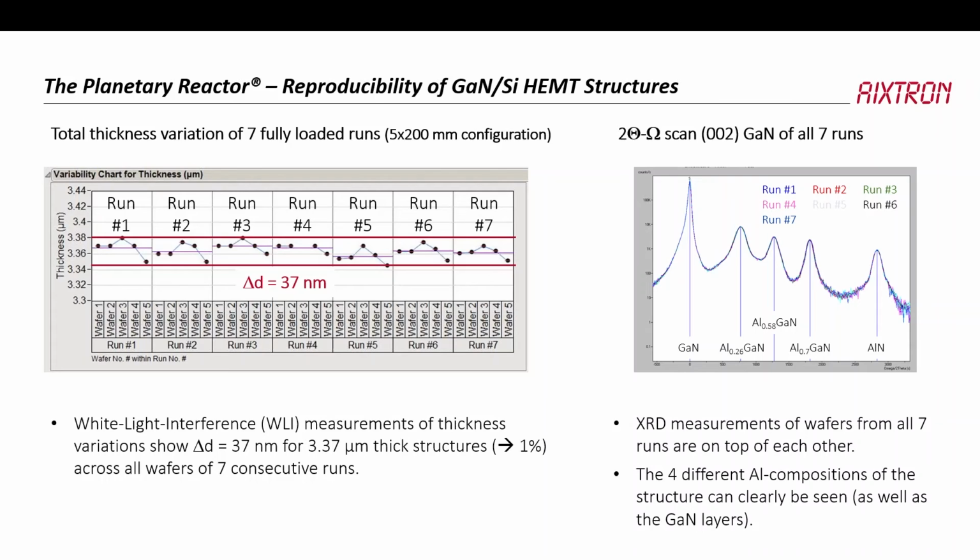How many runs are those? 6, 7, 8 runs, 7 runs. And you can see that they're essentially all on top of each other in the XRD curve. So what you can see in this is that we're also able to quite nicely reproduce the amount of aluminum that we put in, so the aluminum-gallium ratio for these layers at different concentrations.